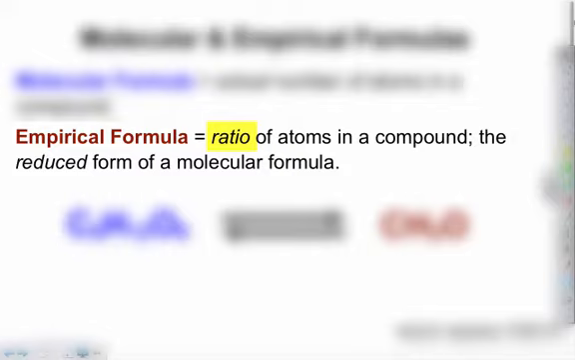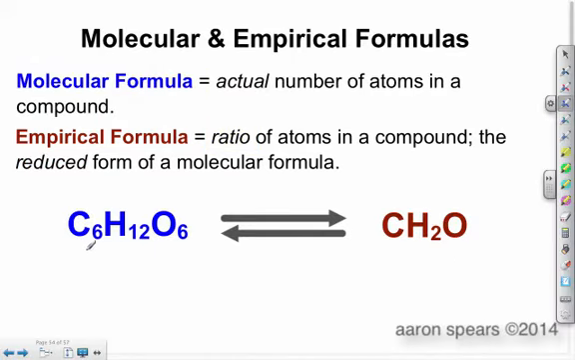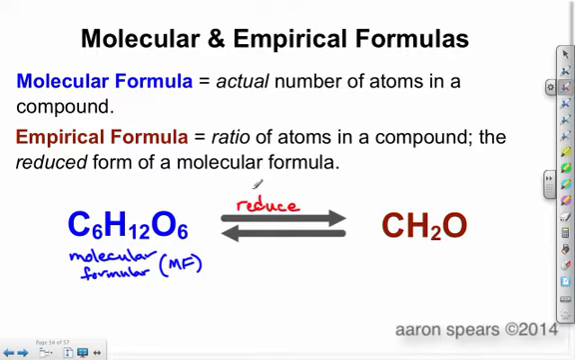And another way you can distinguish it from the molecular formula is that the empirical formula is a reduced form of the actual chemical formula. In the example that I have here, C6H12O6 is the molecular formula of glucose. Now, to convert this molecular formula into its empirical formula, we simply need to reduce it, and we do so by dividing by a factor of 6.